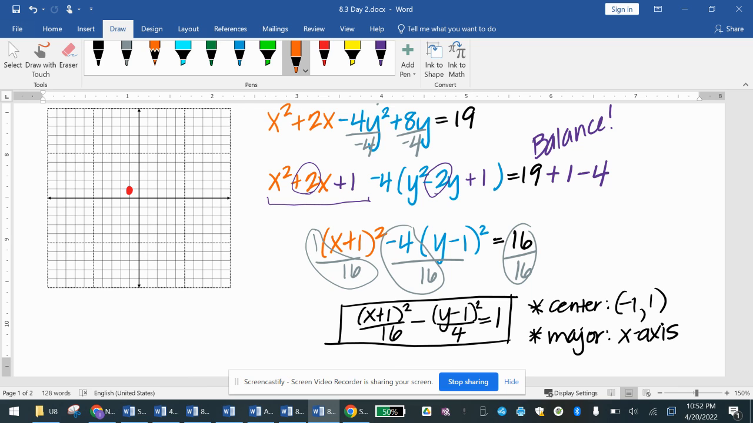Okay, so center is in quadrant 2. I'm going to go 4 units left and right, which is my major axis. I'm also going to do 2 units up and down. This will help me draw my rectangle. Connect the diagonals.